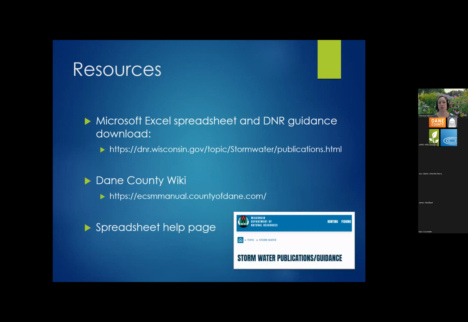So, some resources. We're talking about a Microsoft Excel spreadsheet that's used to calculate the USLE, and that can be downloaded from the DNR website. Elliot's going to copy these links into the chat for you to see and copy from there. There's also a DNR guidance document on that same page that is very useful. They go through a lot of the things that we're going to talk about today. But I will also point out that Dane County has our own specific guidance on our Dane County wiki.